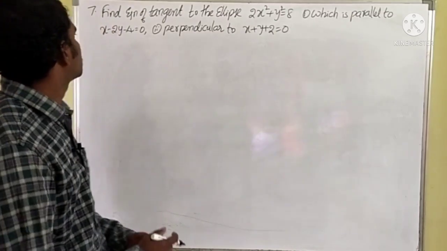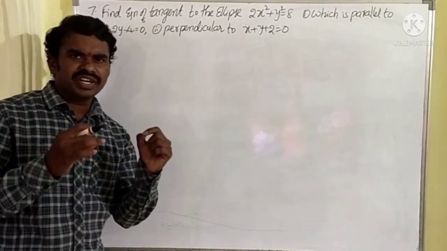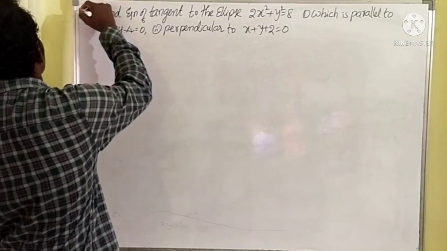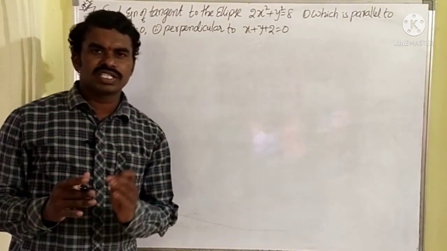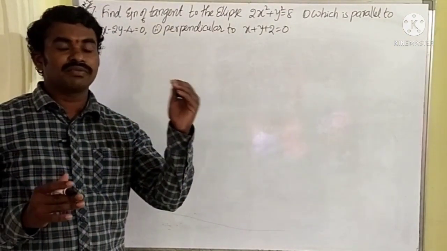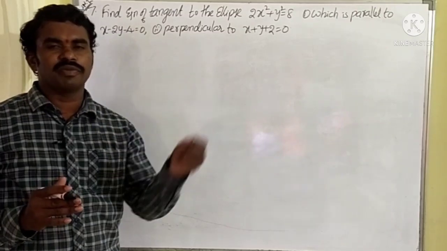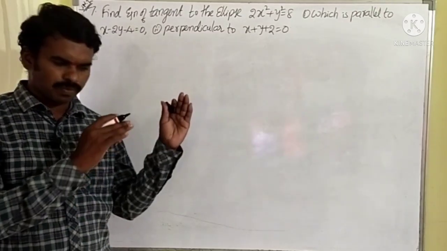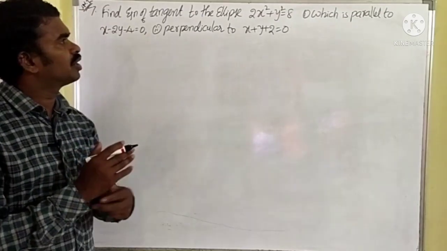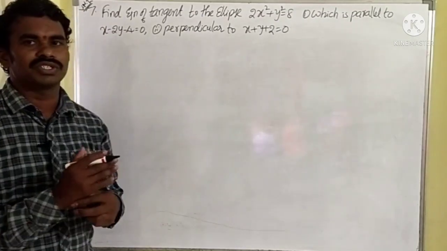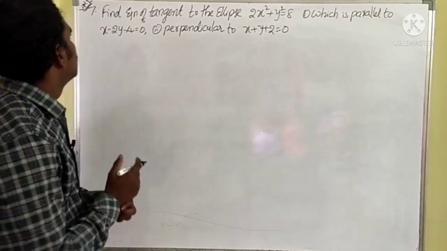Next, the 7th question. This is a very important 4 marks question. The first preference is how to find eccentricity, major axis, length of minor axis, latus rectum, which we have learned in part 1. So those questions are important, and the next importance is given to this type of question. What is this?